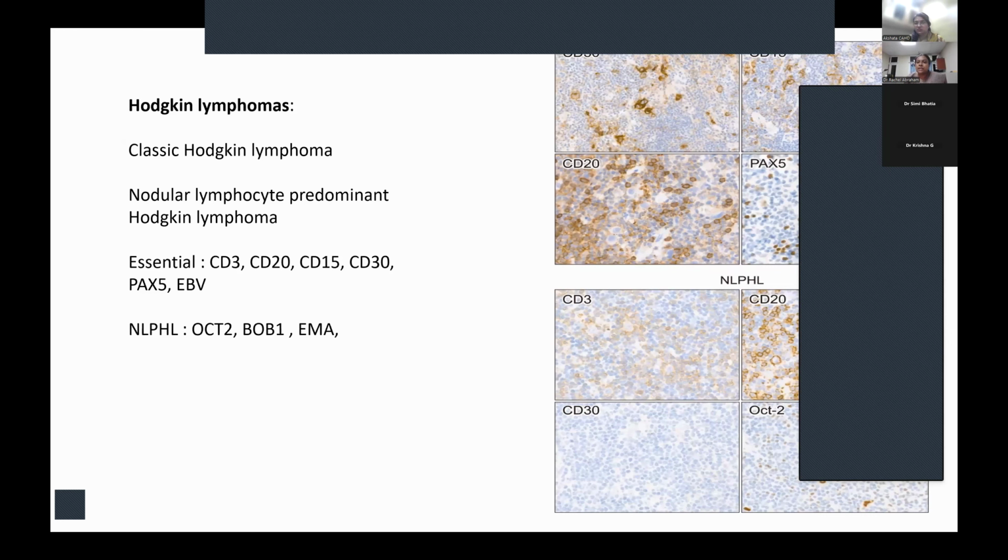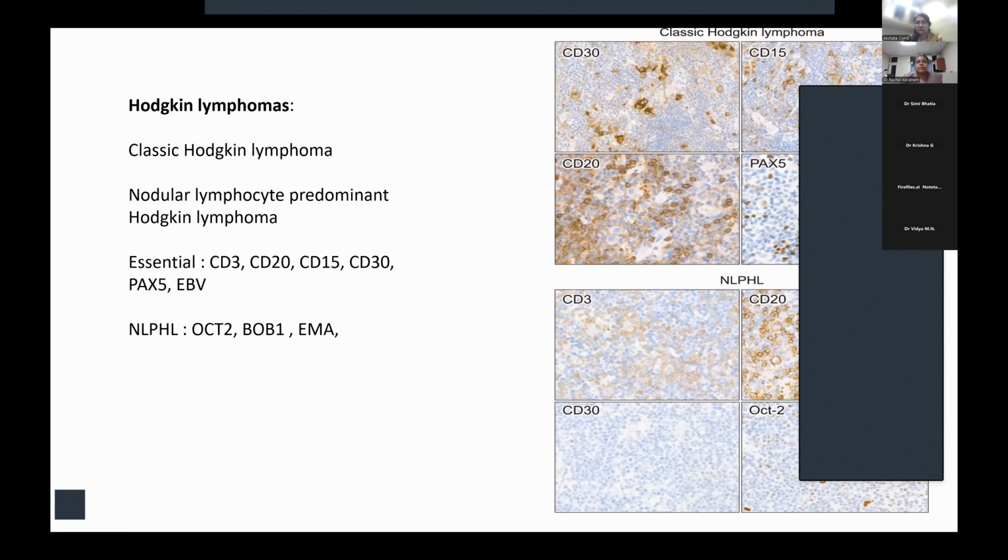Coming lastly to the Hodgkin lymphomas, as you know, here the morphology will be of a few or a minor population of large cells seen in a predominantly reactive cell background. So you have the classic Hodgkin's lymphoma and the NLPHL, or the nodular lymphocyte predominant Hodgkin lymphoma. The essential markers to apply will include CD3, CD20, CD15, CD30, and PAX5, and EBV may be positive in some cases of Hodgkin's lymphoma.